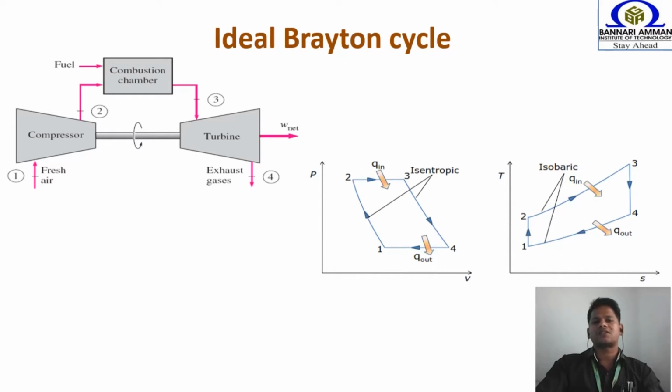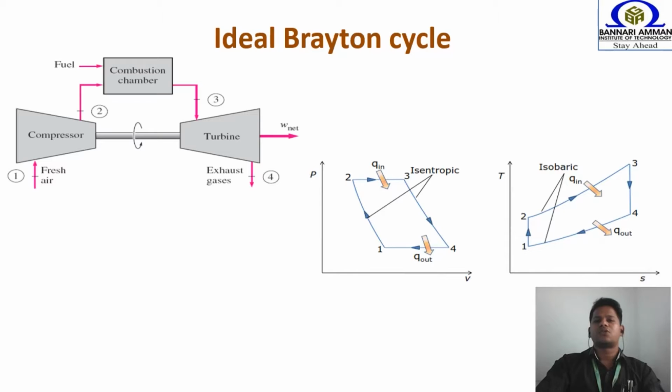And third process, we are getting work output from this turbine. Fourth process, heat is rejected. The same thing can be drawn in a PV diagram, as we already studied this concept in your thermodynamics subject in the previous semester. So for all the four thermodynamic processes, the first one is isentropic compression, the second one is isobaric heat addition, the third one is isentropic expansion, and the last one is isobaric heat rejection.